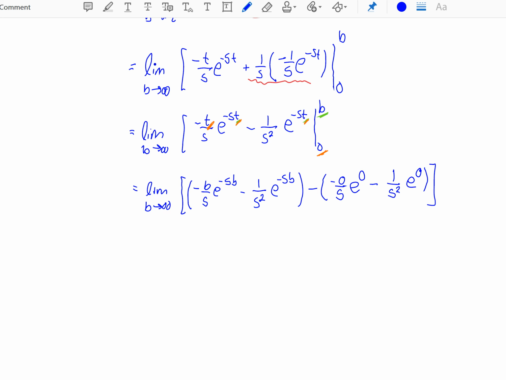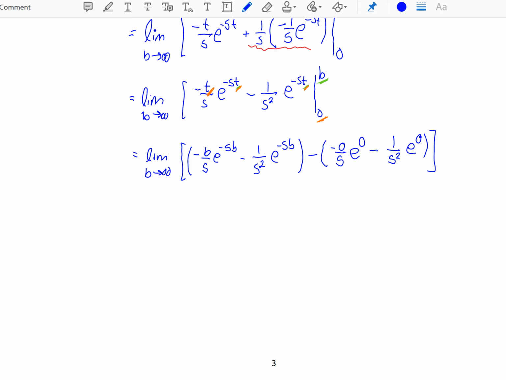And there are lots of parts of this that we can simplify. I'm going to jump right to the end because it's a little easier. Of course, e to the 0 is just 1. But this is 0 over something times 1. This whole term is going to go to 0. Now we're looking at the limit as b goes to infinity, and look at this portion here. As b goes to infinity, again, this is a decreasing exponential function, and so this goes to zero.